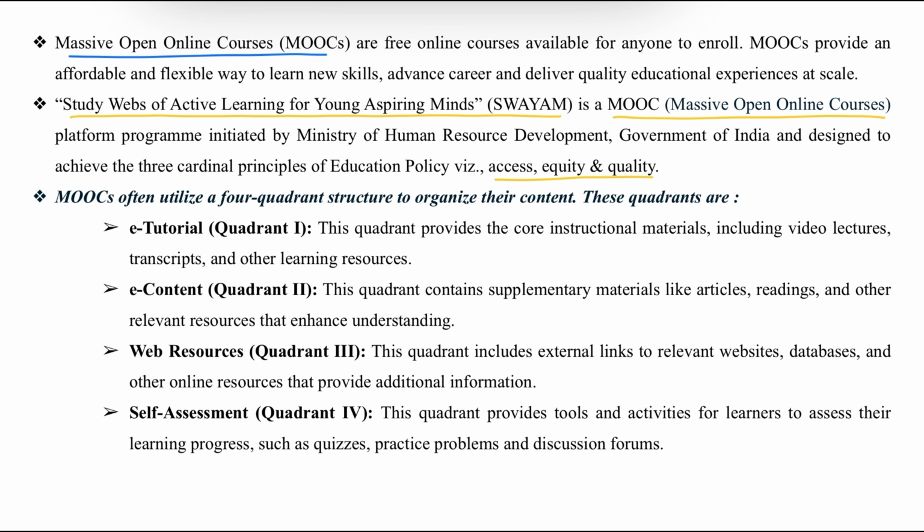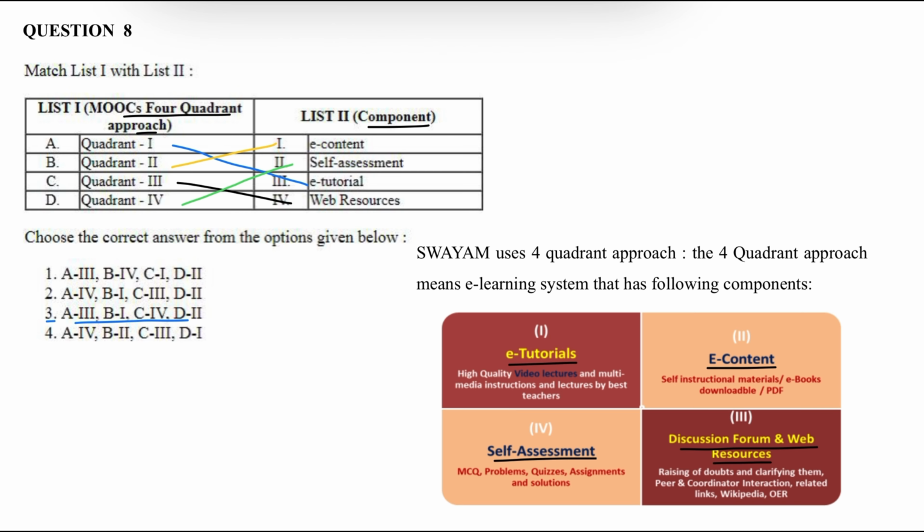MOOCs often utilize a 4 quadrant structure to organize their content. These quadrants are e-tutorial, quadrant 1; e-content, quadrant 2; web resources, quadrant 3; self-assessment, quadrant 4. Here the correct answer is option 3.